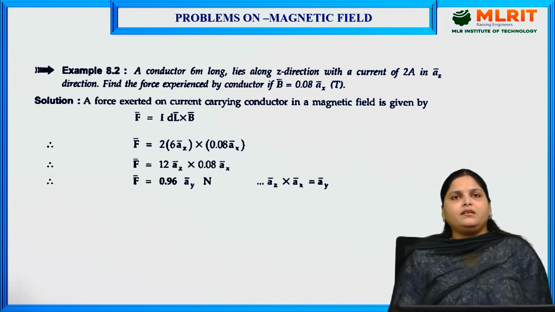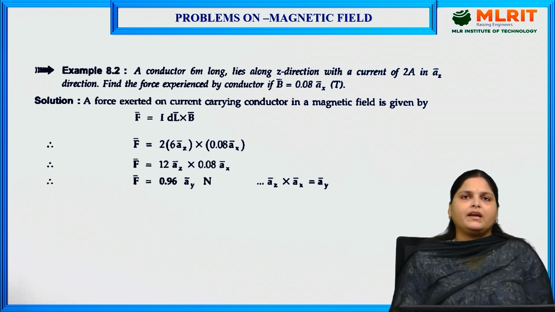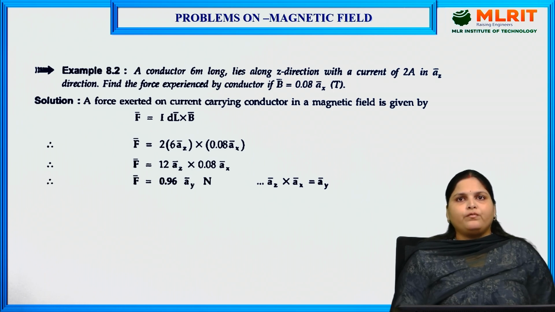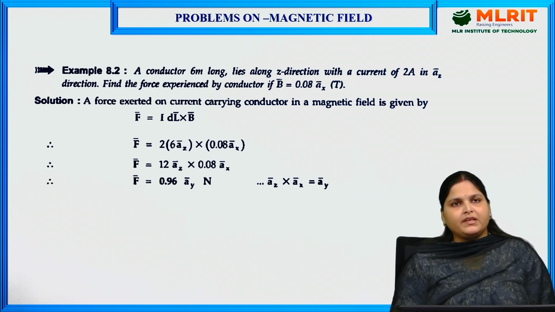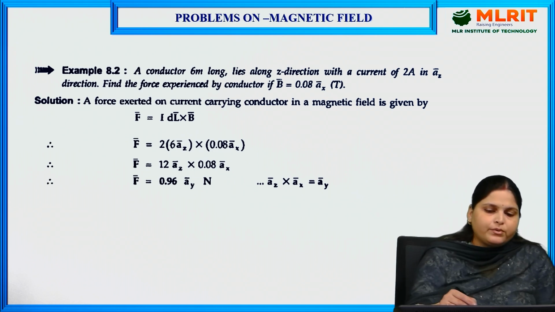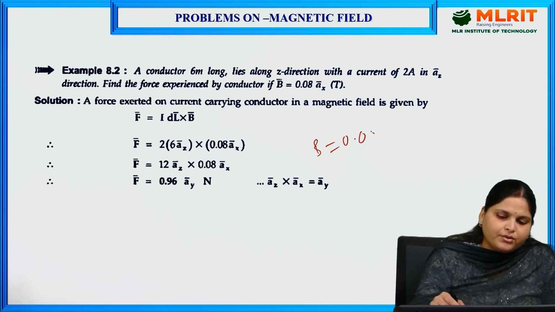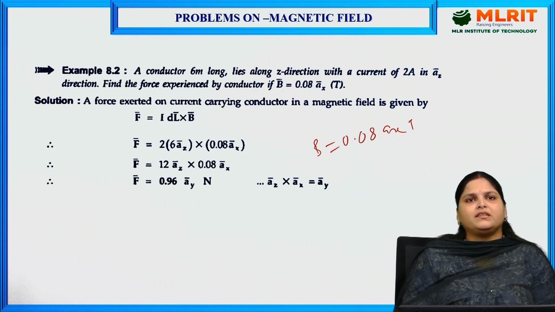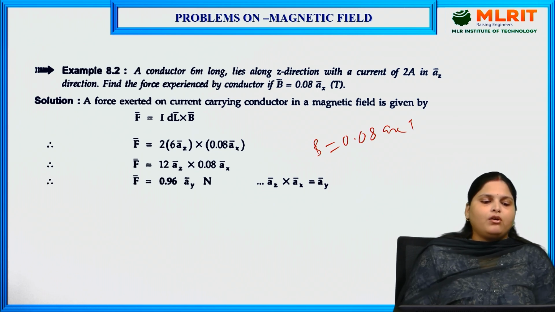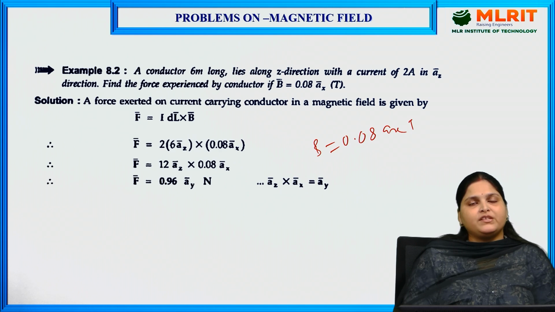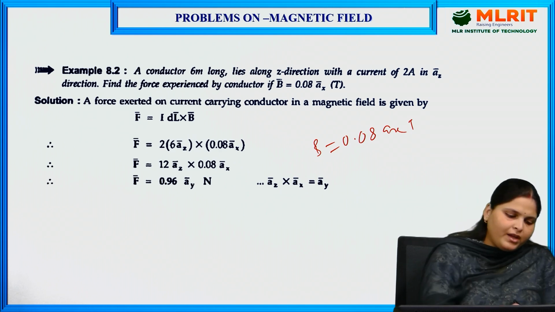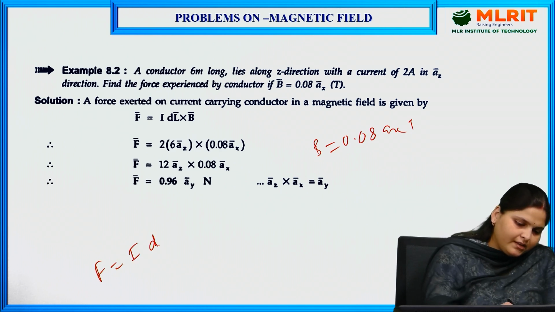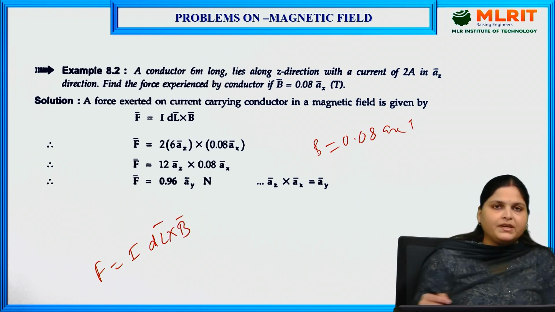A conductor of 6 meter length lies along the Z direction with a current of 2 ampere in the az direction. We have to find the force experienced by the conductor if B is equal to 0.08 ax Tesla. So basically this is a question of force on a differential current element. The formula is F is equal to I dl cross B.